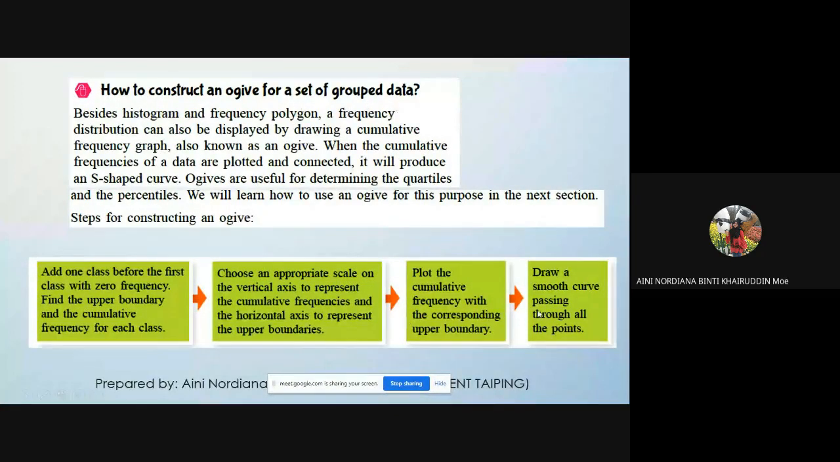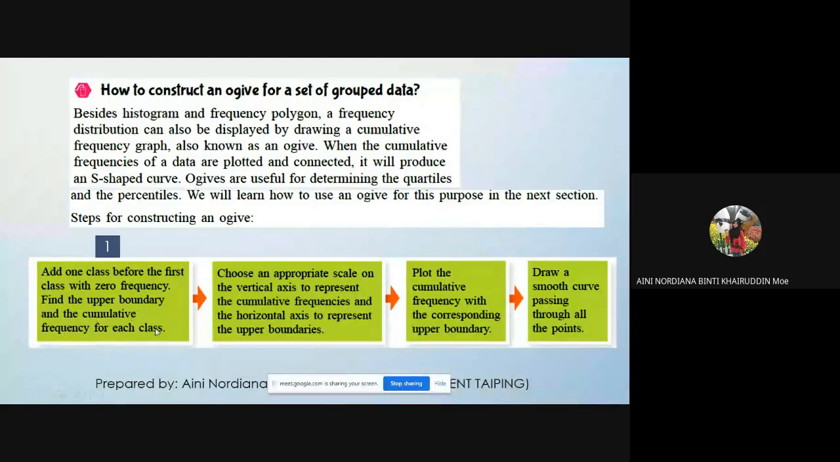So ini dia punya step lah. The first one, add one class before the first class with zero frequency. Kalau frequency polygon, we add two classes. The first one before the first class and the second one is after the last class. Okay, so for ogive, only add one class before the first class with zero frequency. And then find the upper boundaries and cumulative frequency. Ni dah belajar dah.